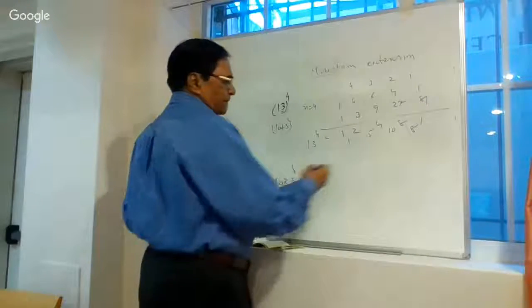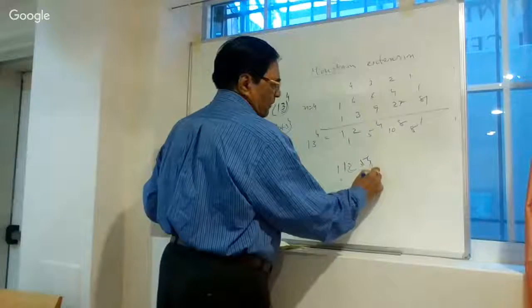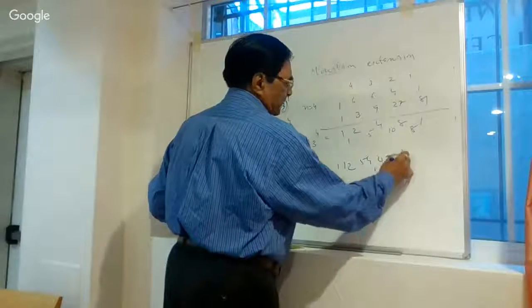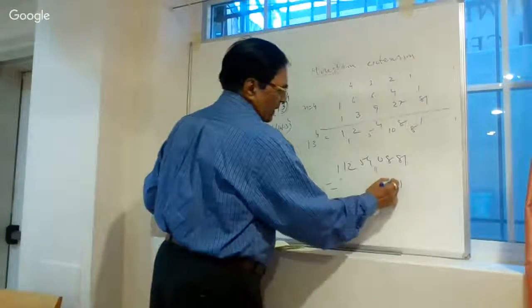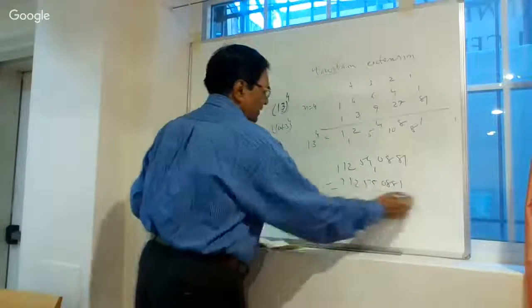And see here, this is 1, this is 12, this is 54, 108, 81. Right. And so it is 1, 8, 8, 0, 5, 5, 12 and 1 is the answer. Right.